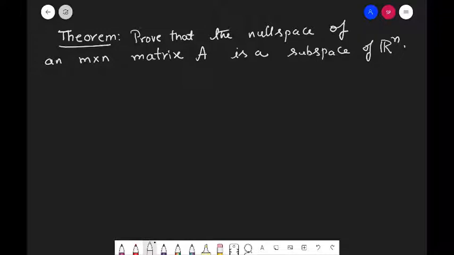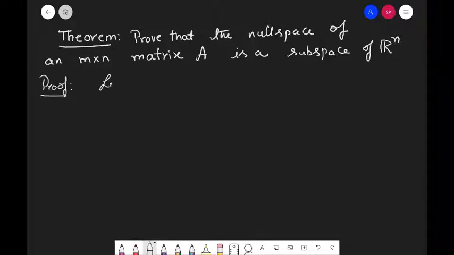So this is what we checked even in the previous problems. Any vector x, if it has to be in the null space, if x should belong to null A, where A is an m by n matrix, then first condition is x must belong to Rn. Right, that is here number of columns. So if we apply the same thing, then the null space of an m by n matrix A is a subspace of Rn. This is what we have to prove in this theorem. So let us prove the theorem.